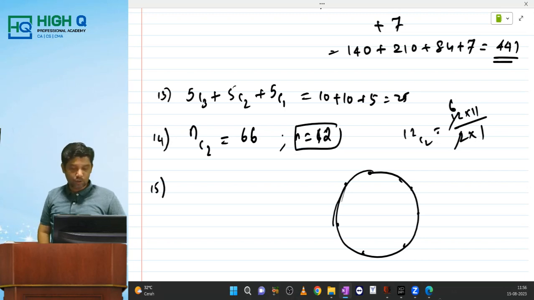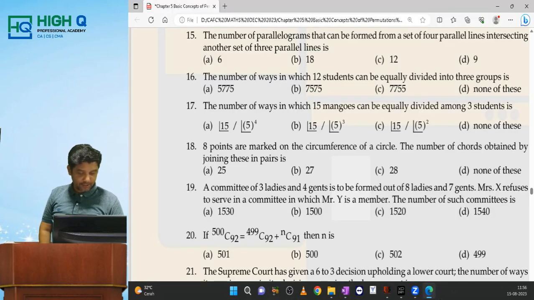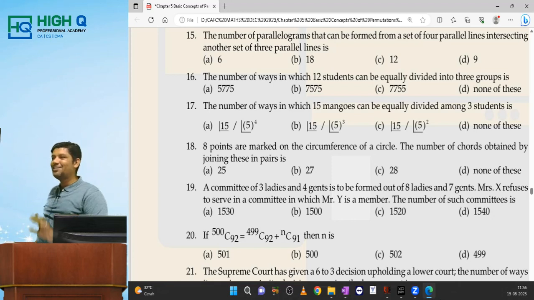What is the question, my dear? The number of chords obtained, number of lines drawn. So 8C2. What is the answer? 8C2. Total 28 will come. Total what will come, my dear? 28. 8C2.